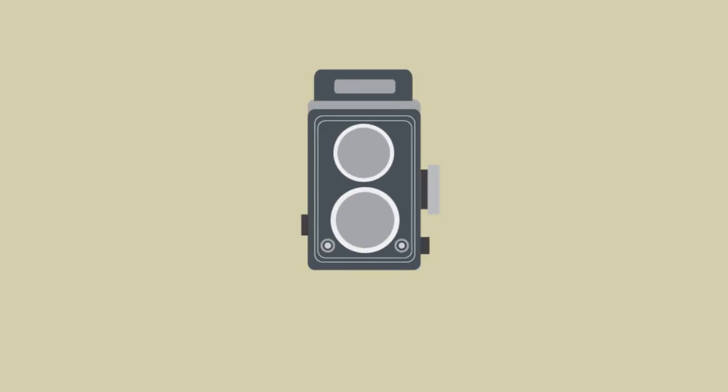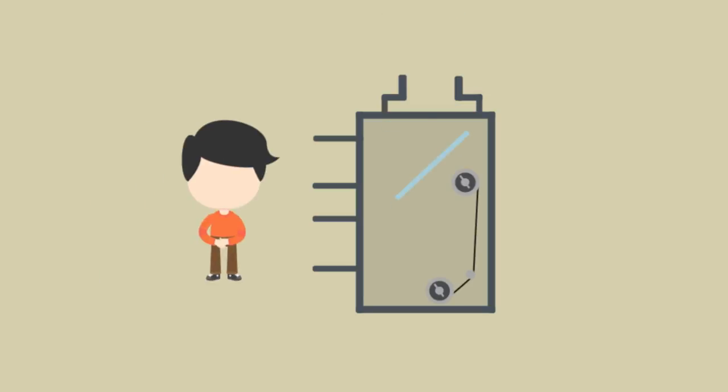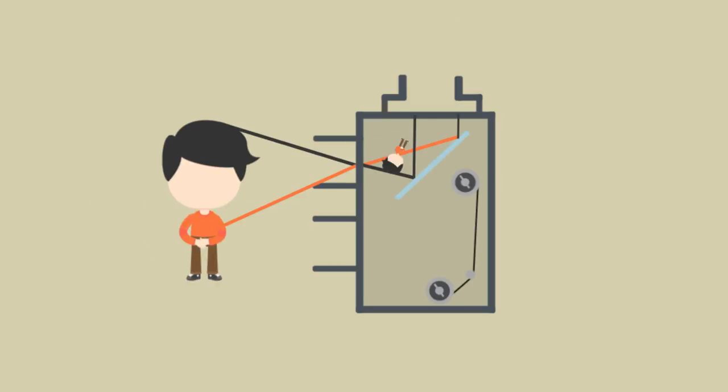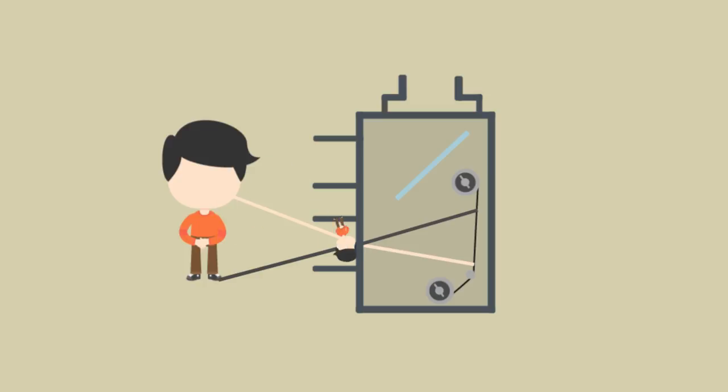The TLR was introduced in 1929. The TLR camera has two lenses. The top lens is for viewing the image and the bottom lens is for capturing the image.